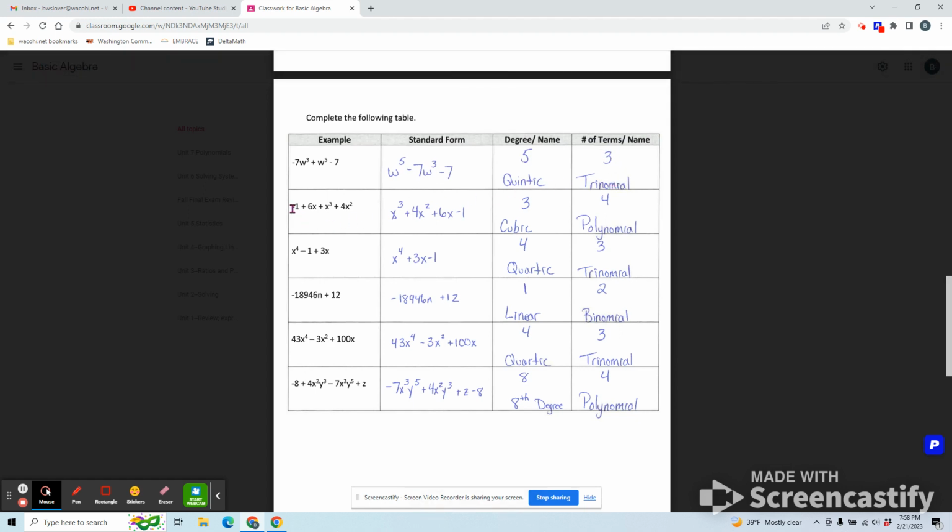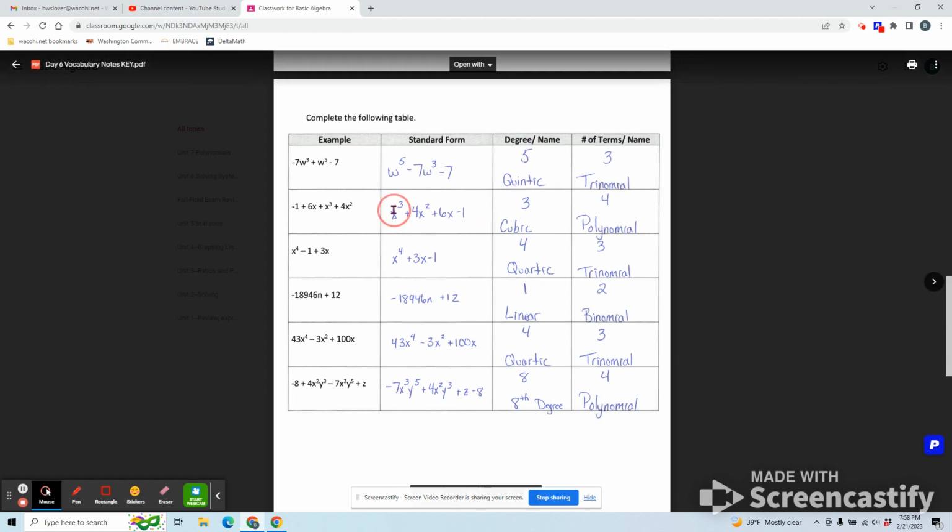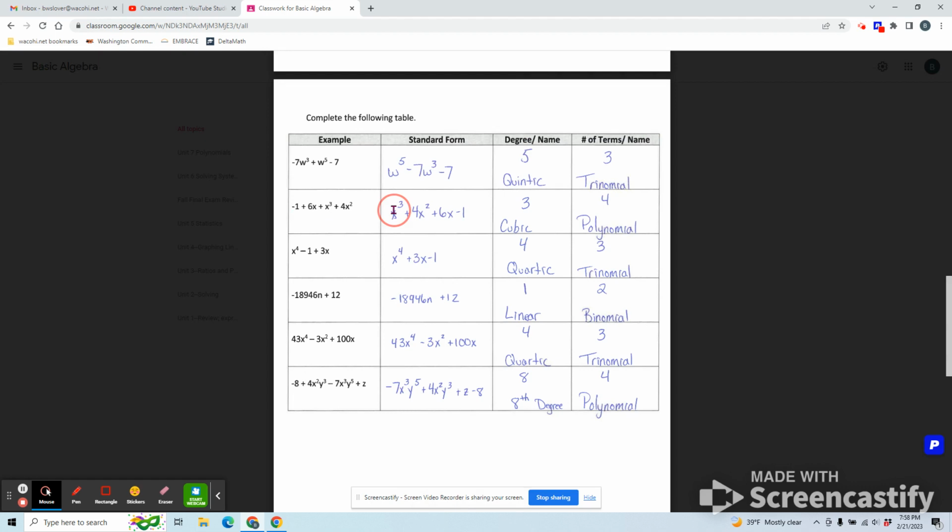So the next one, here's what I start with. I need to put it in standard form. So I go through and I look. I have an x cubed, that's the largest power, and then an x squared, and then an x, and then a constant. So my degree is 3, that's the largest power I see, which makes it a cubic function. And there are 1, 2, 3, 4 terms. So that makes it a polynomial.